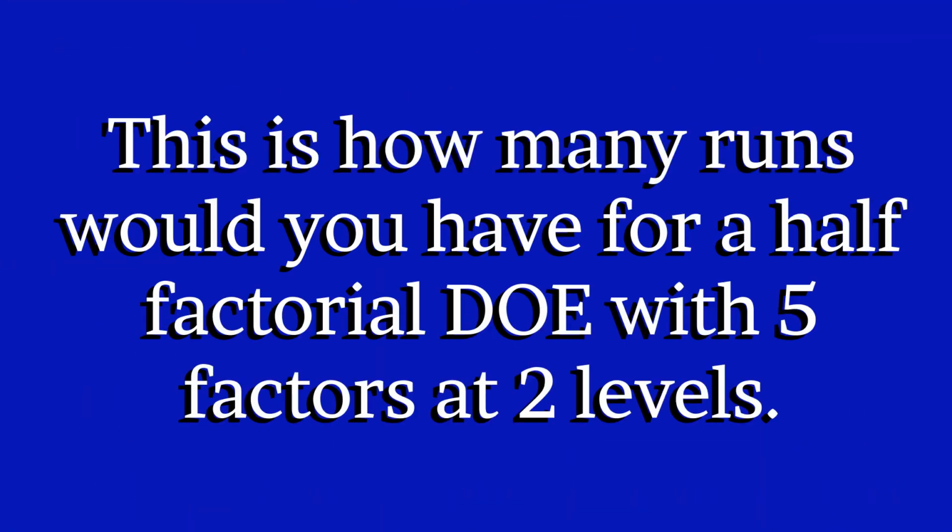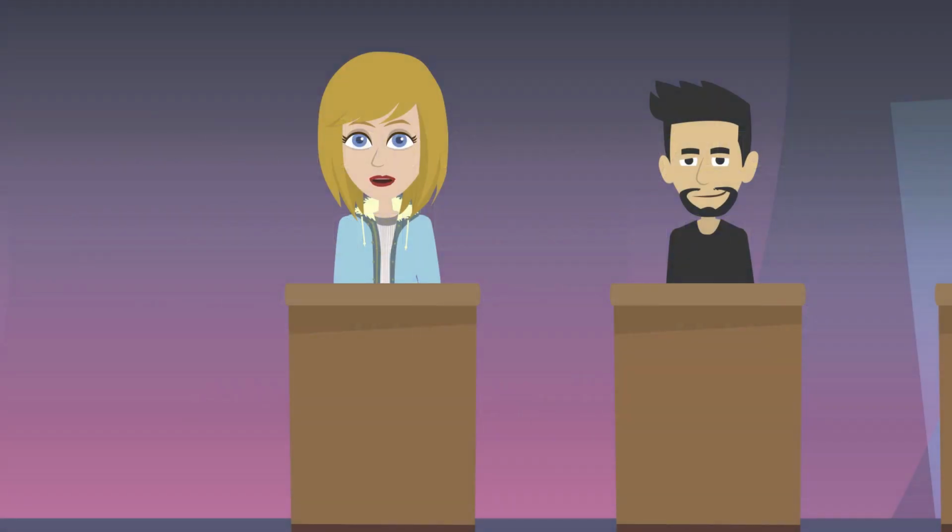This is how many runs you would have for a half factorial DOE with 5 factors at 2 levels. What is 16?